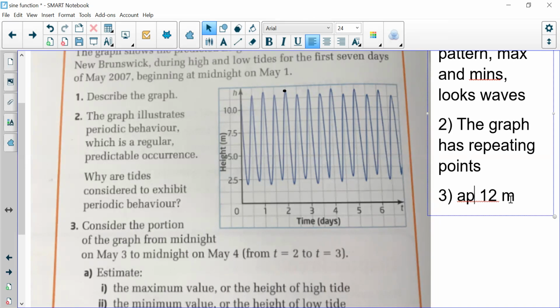Actually, I'm going to show you guys a math symbol. The symbol for approximation is a squiggly, that means approximately. So I'm going to do that for approximately 12 meters. That was 3A. Okay, let's see what's part B here.